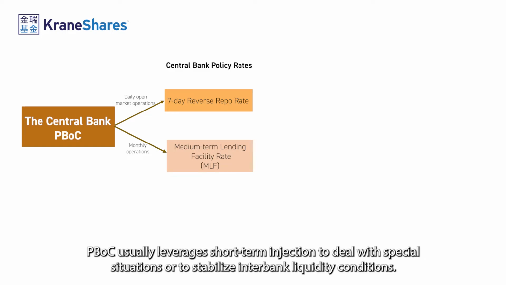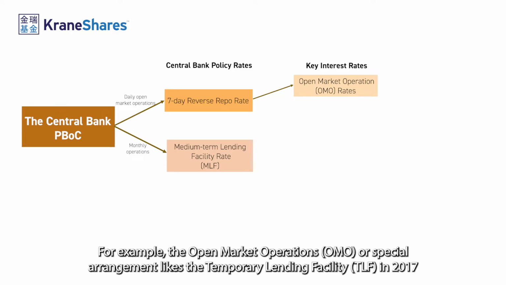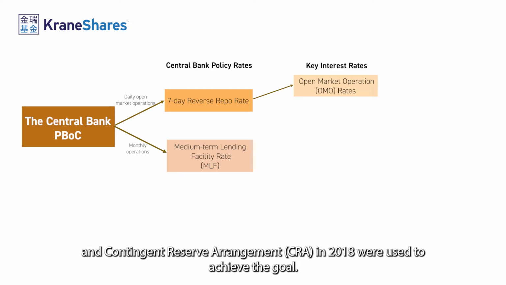PBoC usually leverages short-term injection to deal with special situations or to stabilize interbank liquidity conditions. For example, the open market operation or special arrangements like the temporary lending facility in 2017 and the contingent reserve arrangement in 2018 were all used to achieve this goal.